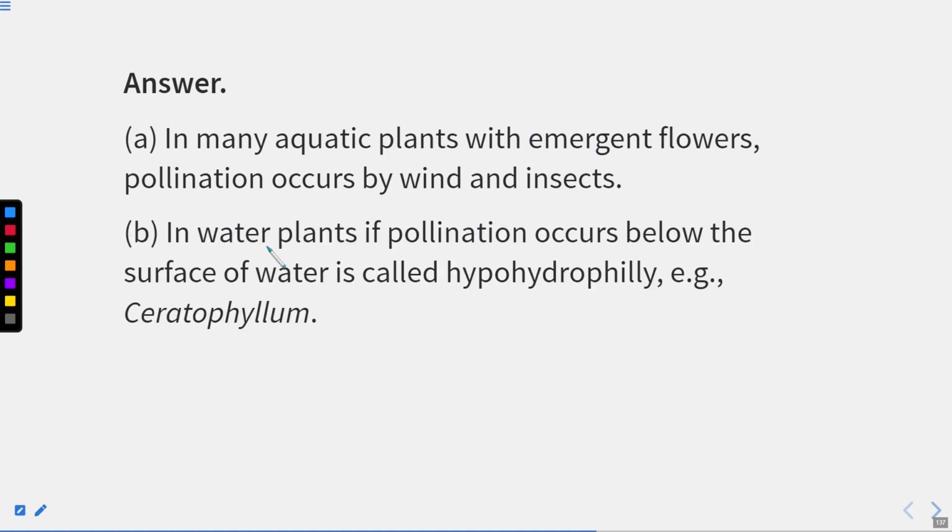Now, in water plants, pollination can occur above the surface of the water or below the surface of the water. If the pollination occurs below the surface of the water, that is, inside water, it is known as hypohydrophily. Hypo means below, beneath or under. Hydrophily means pollination with the help of water.